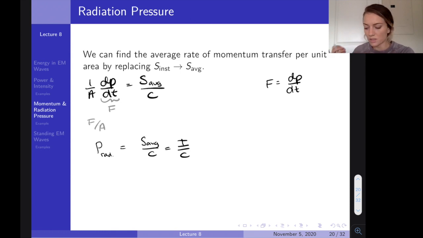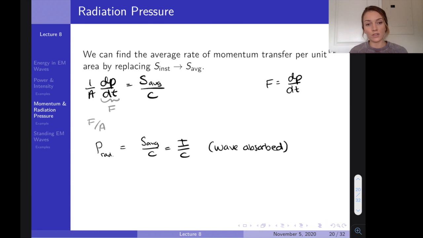So the pressure is equal to the intensity over the speed of light if the wave is fully absorbed. So if whatever surface the electromagnetic wave is hitting is completely absorbed by that surface, this is the radiation pressure. So it's absorbing that momentum essentially.